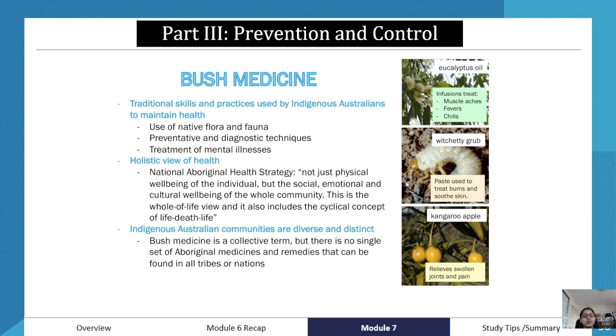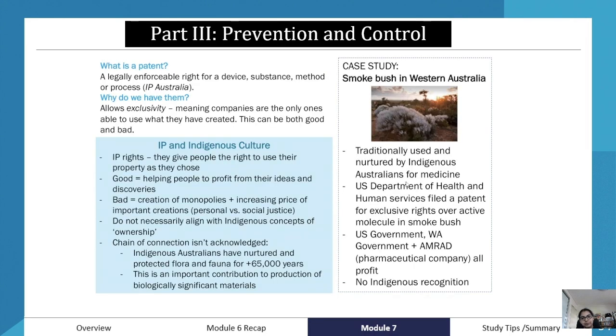The National Aboriginal Health Strategy outlines that health is not just the physical well-being of the individual, but the social, emotional, and cultural well-being of the whole community. This is the whole-of-life view, and it also includes the cyclical concept of life, death, life. Indigenous Australian communities are diverse and distinct, which means that bush medicine is a collective term, but there's no single set of Aboriginal medicines and remedies. It is a huge collection of remedies and treatments.